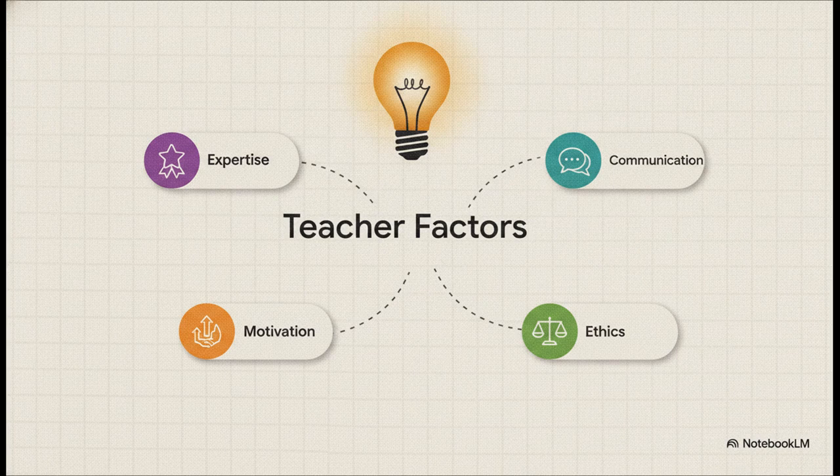So let's break down the first side of our shape, the teacher. The source material outlines 4 crucial teacher factors. We have subject expertise, communication skills, motivation, and ethical commitment. You see, it's not enough to just know the subject inside and out. A teacher's specific ability to clarify complex ideas and genuinely inspire their students directly impacts the level of engagement and comprehension in that room. It's their delivery that sets the initial spark.